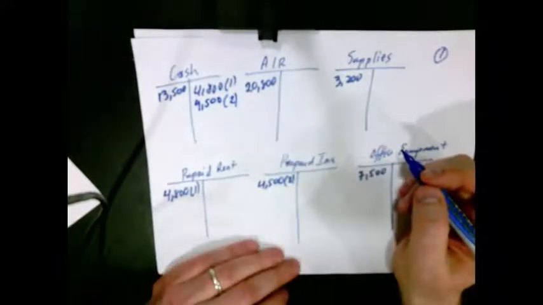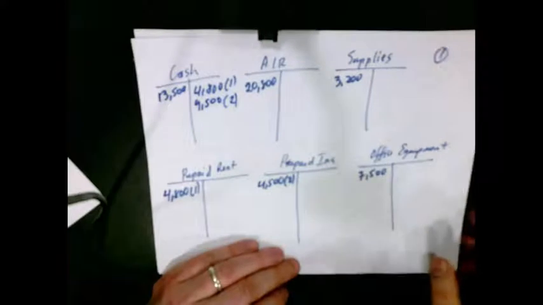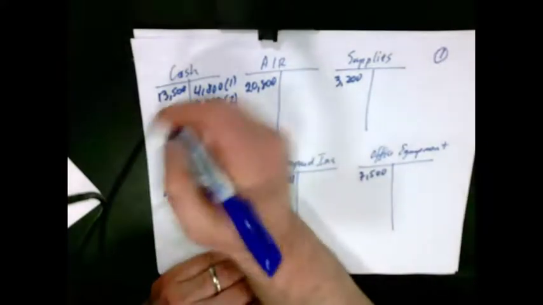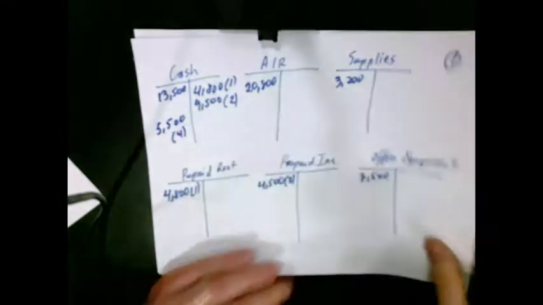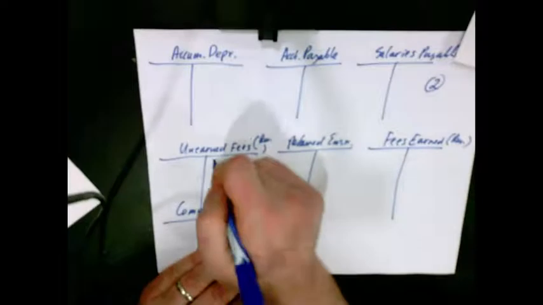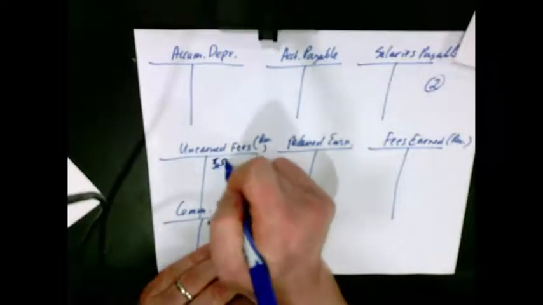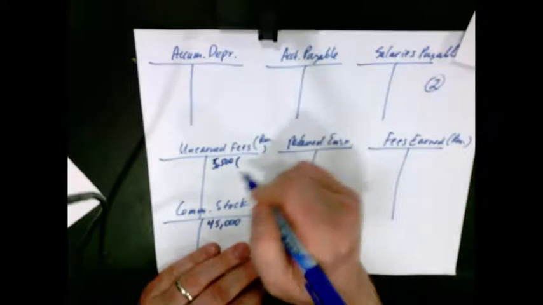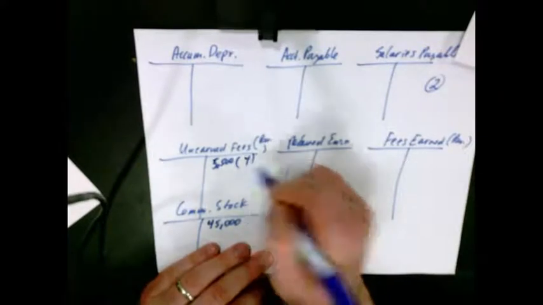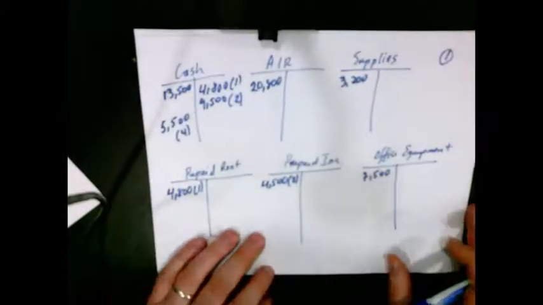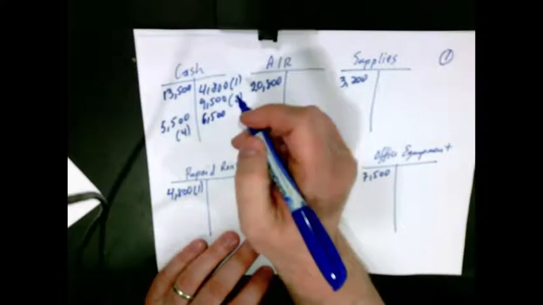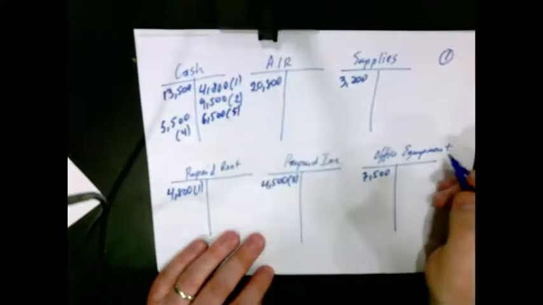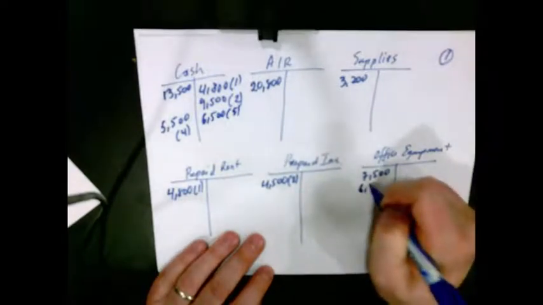Received cash from clients as an advance payment for service to be provided, recorded as an unearned fee. So they received cash of $5,500, and credit unearned fees, $5,500. Then it says purchased additional office equipment on account from Office Station for $6,500. Again, it's a credit of $6,500 and a debit to office equipment of $6,500.